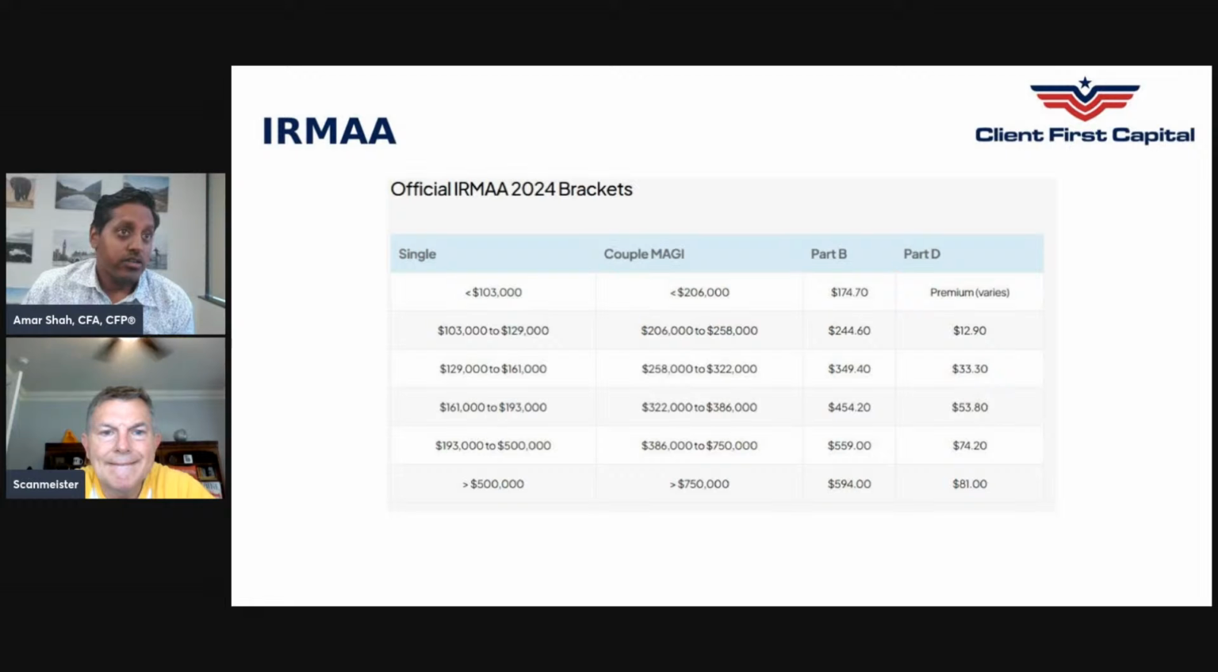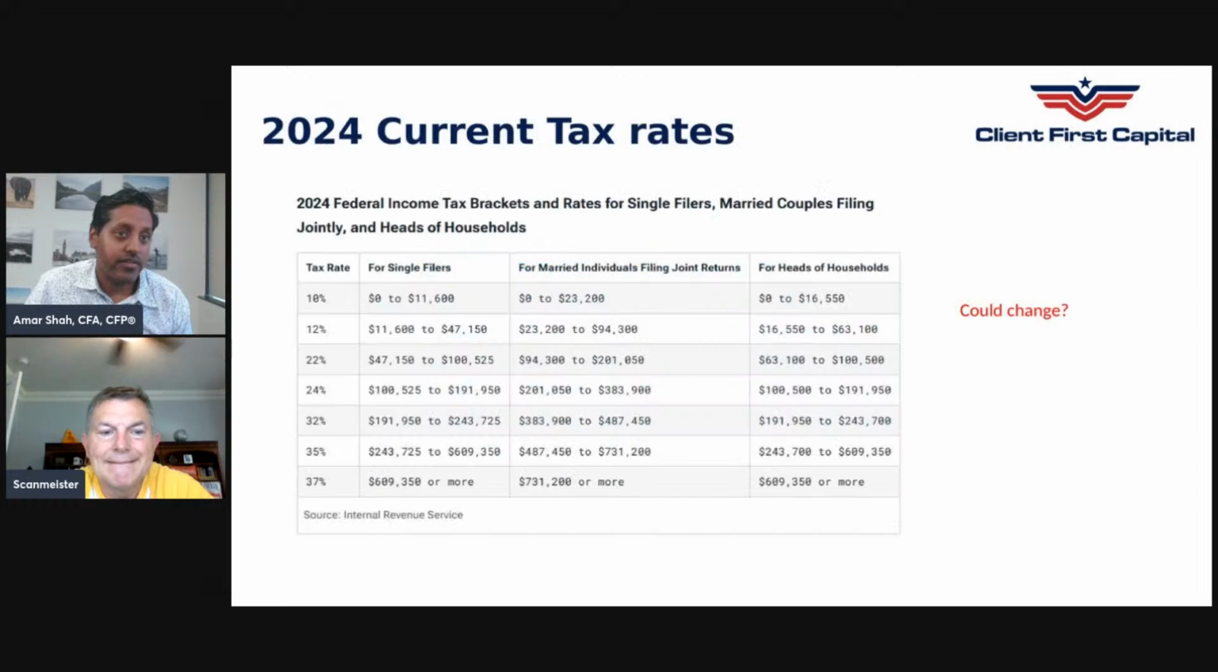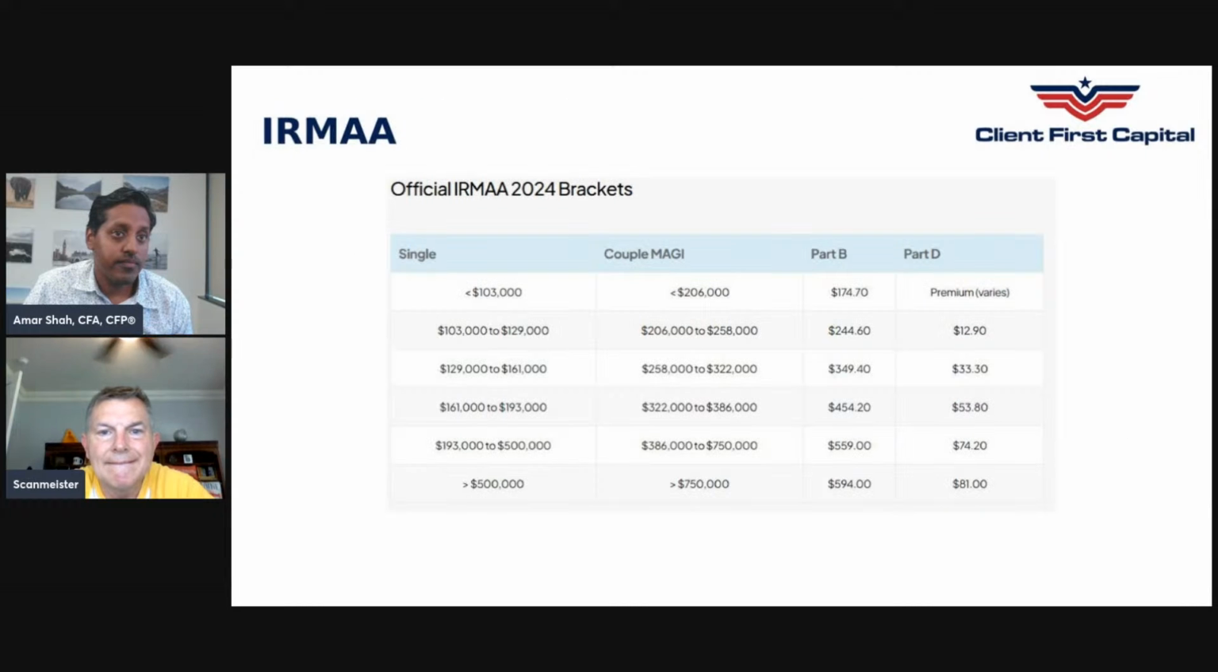We've got IRMAA calculations. These are the new brackets for 2024, right? One of the things I think is really important, if you're considering Roth conversions, is not only to look at the earlier slide of the tax tables, where you fall within those, but also where you fall within these IRMAA brackets as well. So there are two sets of brackets that you want to be cognizant of.